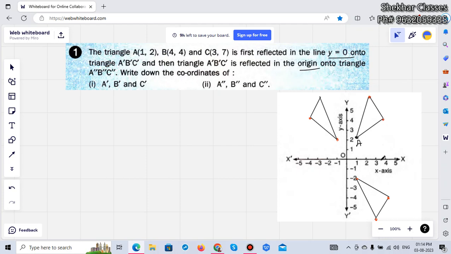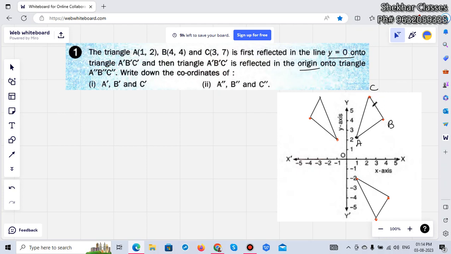What is B in it? 4 comma 4. This is 4 and this is 4. This is B. This is C now. C is what? 3 comma 7. 3 comma 7 here. Roughly I have drawn that.